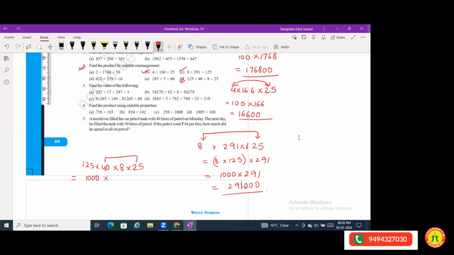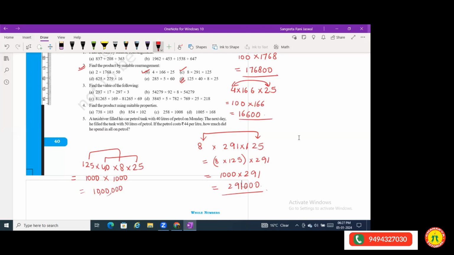I got 4,000, then 125 into 8 is equal to 1,000. Okay. Then you multiplied it. So how many zeros are there now? I didn't multiply, I just added it. Okay. So that's 10 lakhs. Ma'am, I also got 10 lakhs.